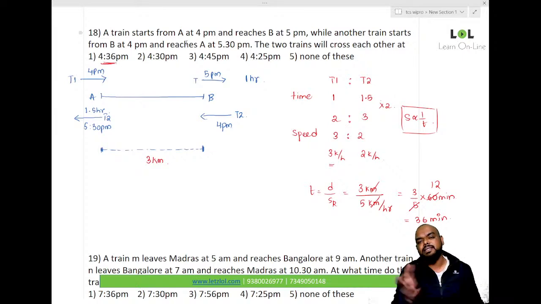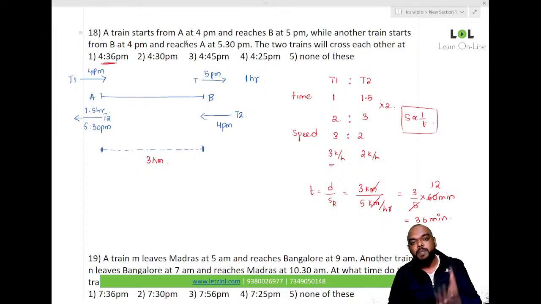You can consider them as 30 and 20. You can consider them as 60 and 40. Anything is fine. If I consider the speeds as 30 km per hour and 20 km per hour, make sure your distance is 30 kilometers, because train 1 covers its distance in 1 hour. So whatever its speed is, the speed itself should be the distance here. Am I clear, everybody? Did you understand this question? Everyone, please confirm.